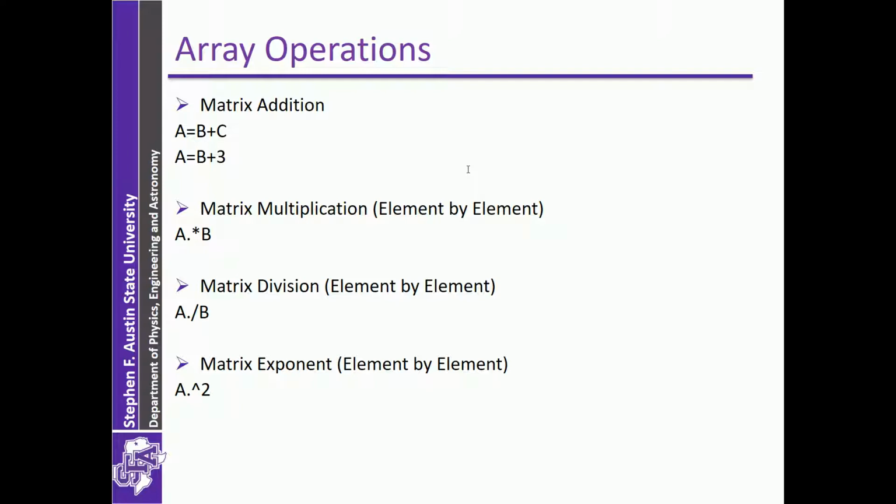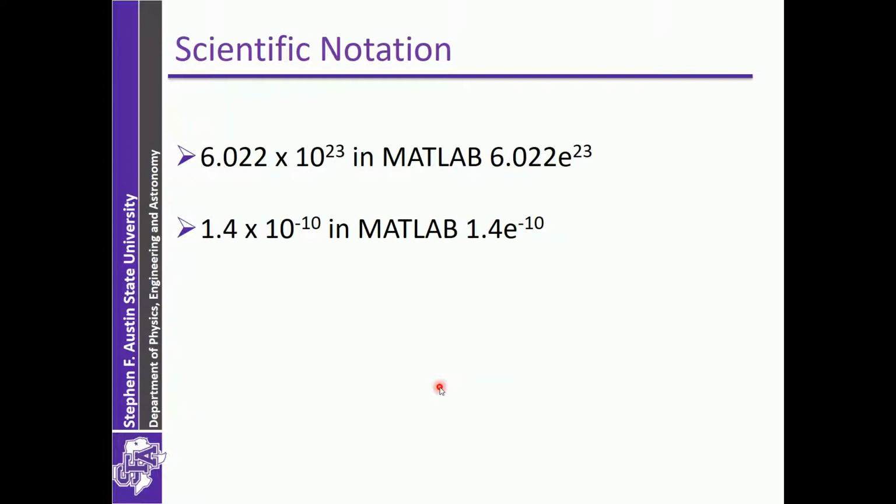Matrix multiplication, matrix division, and matrix exponent. These are what we call element by element operations. You can see the dot right here at the bottom. Let me grab the pointer. There you go. You can see the dot here, A dot times, A dot divided and A dot exponent. This basically is telling us that it's an element by element operation. I'll talk more about array operations later in other videos. For now, we're just going to stay with this.